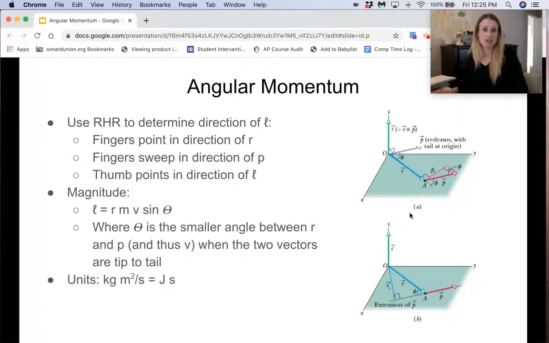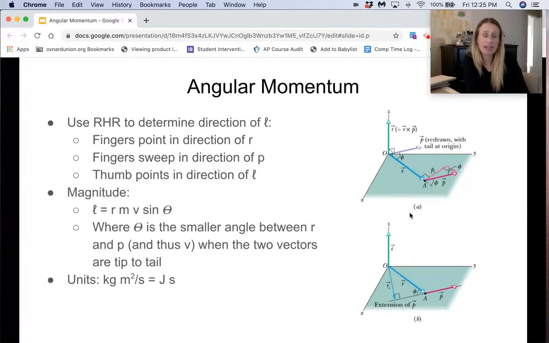So the magnitude of our angular momentum will be r times mv times the sine of theta. Again, we're using the sine of theta because it is a cross product here. And so it's going to be at a maximum when that angle theta, which is the angle between the r vector and the velocity vector, is 90 degrees, or they're perpendicular. Then we have a maximum angular momentum. That angle, like I said, is the smaller angle between r and p, and thus v, when the two vectors are tip to tail.